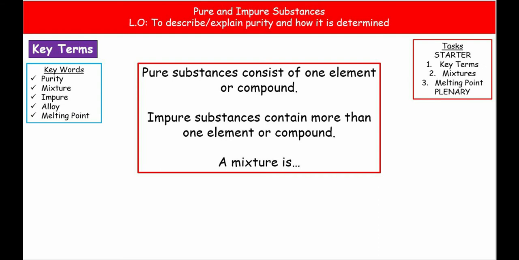So a pure substance is one that consists of one element or compound. That's it. Just a single element or a single compound. That's all there is present. That's a pure substance. Whereas an impure substance contains more than one element or compound.